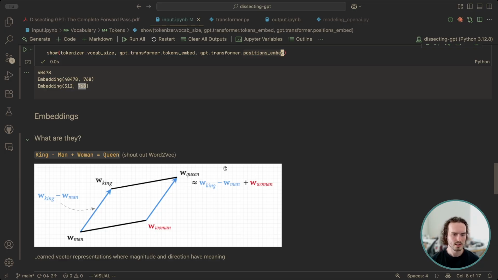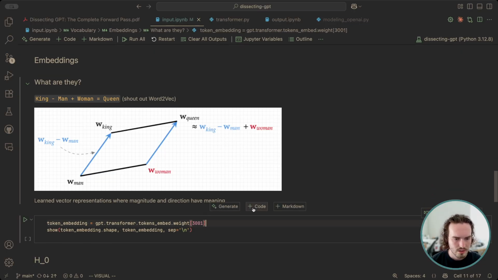So embeddings are things that are learned. We start with them being randomly initialized, and then through the training process, they find their way to a location in this vector space that has rich semantic meaning.